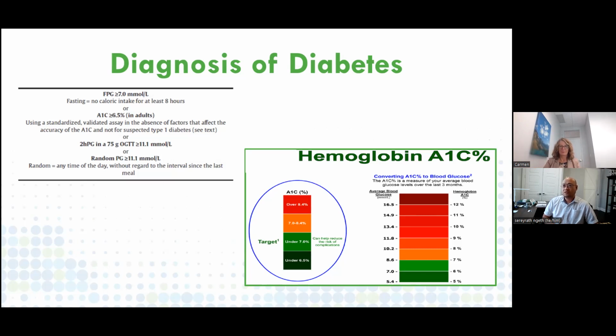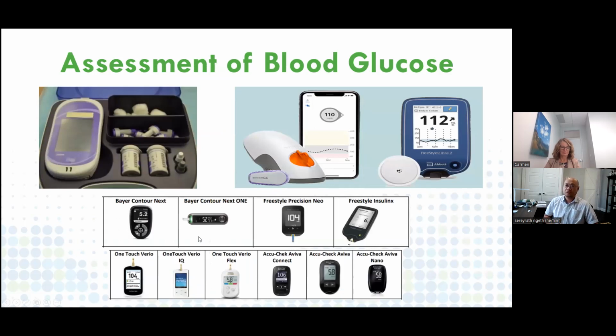So in order to diagnose diabetes, you can't just have one number that is diagnostic for diabetes. You have to have two parameters on two separate occasions. So if someone has a random blood sugar of more than 11.1, and then we ask them to go to the lab again and have their A1C tested, and it's more than 6.5, then we can truly diagnose them as diabetic. So once you are diagnosed with diabetes, how does one monitor their blood sugars?